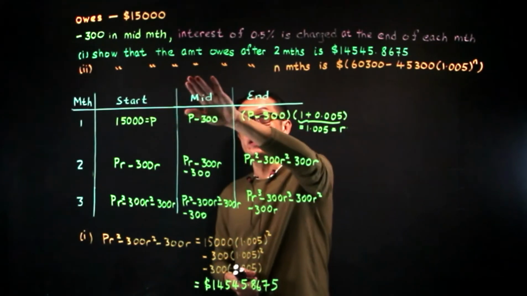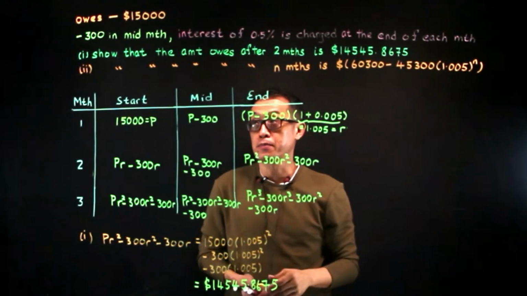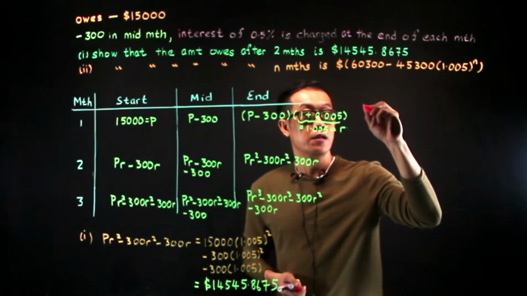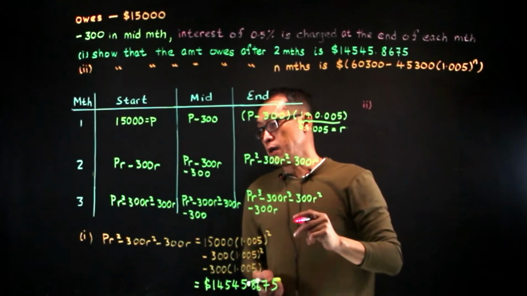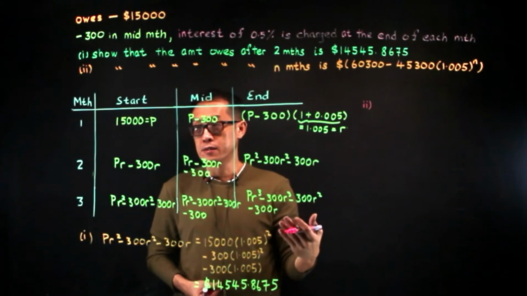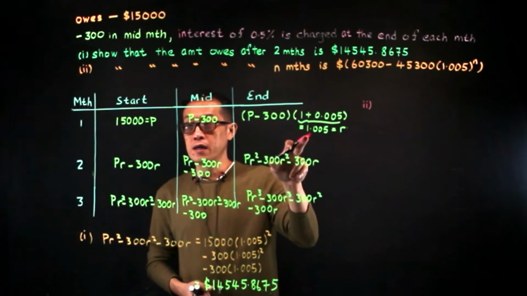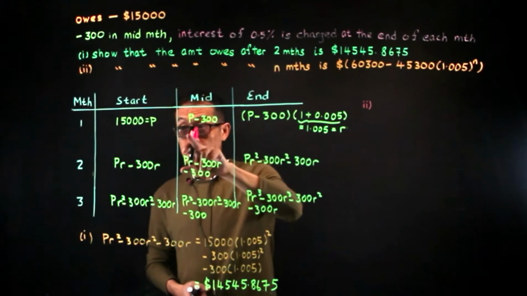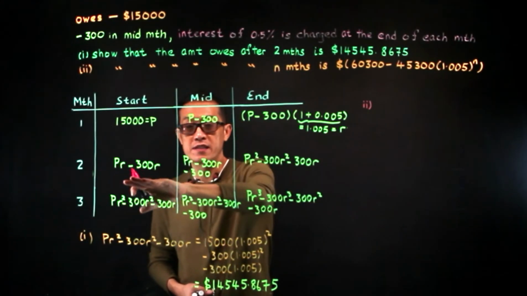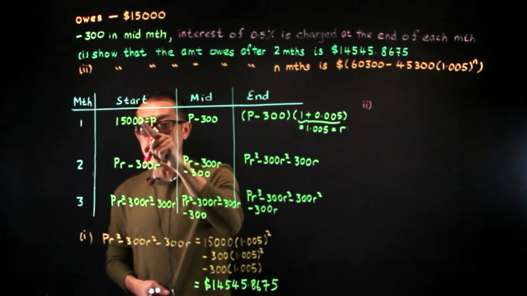You are asked to show that the amount owed after the nth month is given by this expression. Now, part 2. If you look at this, you will find that there is a particular pattern. Let's look at the end of the first month. The end of the first month is the same as the start of the second month. You look at this, it is PR minus 300R, the end of the first month.